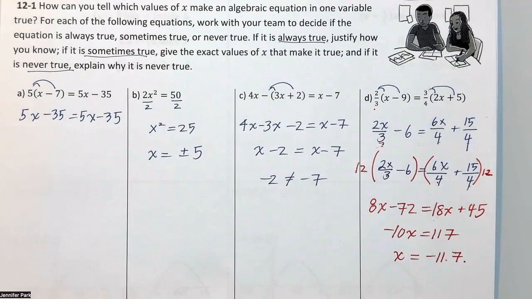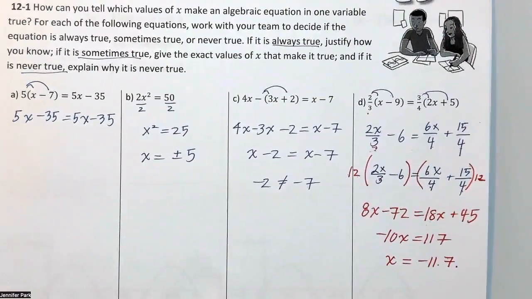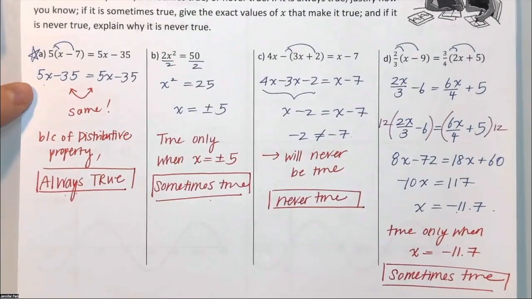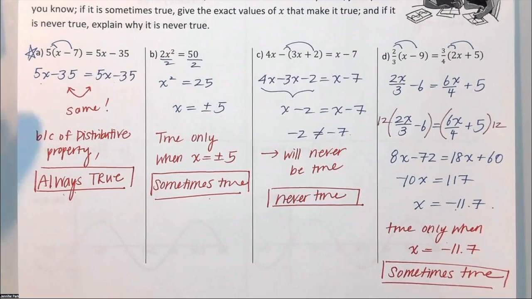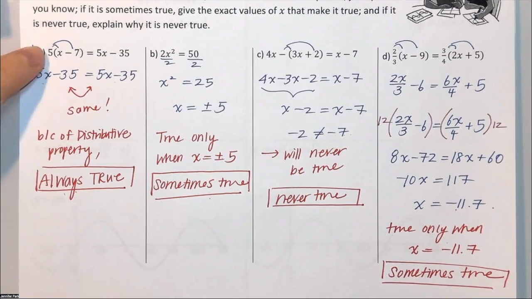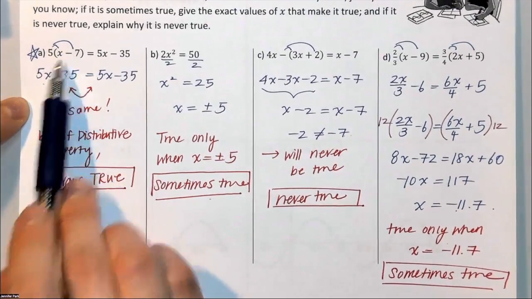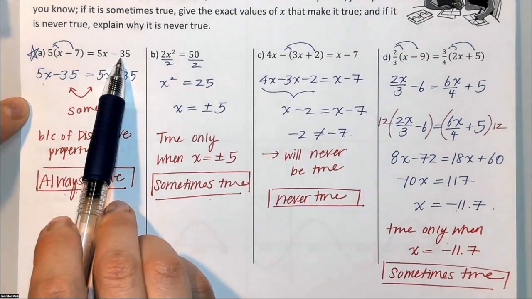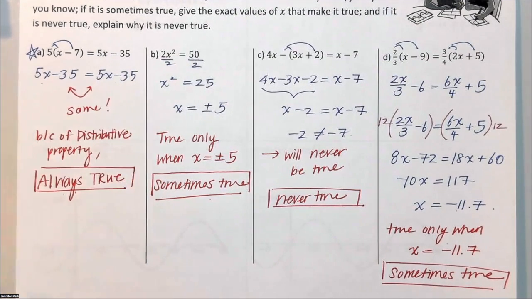Now, let's determine whether the equations are always, sometimes, or never true. First one, part A. You have left side and the right side exactly the same. And that is an example of distributive property. If you multiply a constant to the factors, then you get 5x minus 35. This is always true. Left side of the equation and the right side will always be the same.